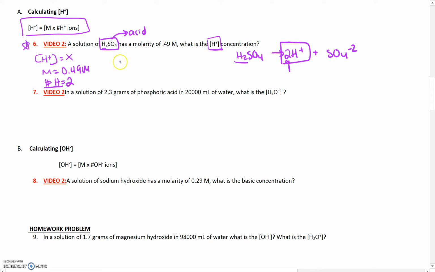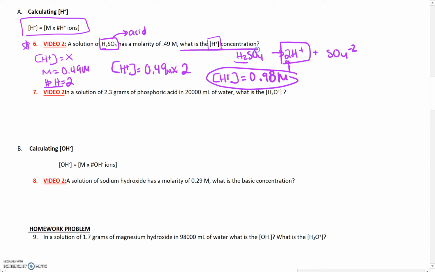So now we plug everything into our equation. So we have H+ equals 0.49 times 2. And we calculate that out. We would get our H+ ion total of 0.98 M. And that's our final answer, since it's just asking for our H+ concentration.